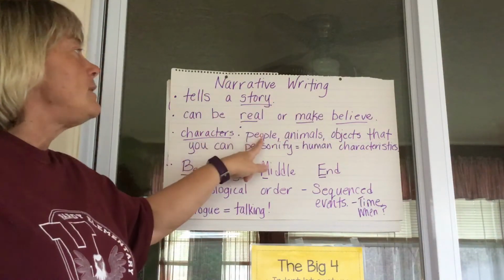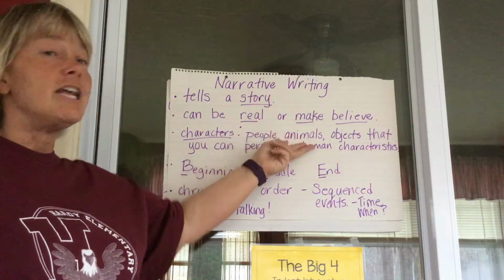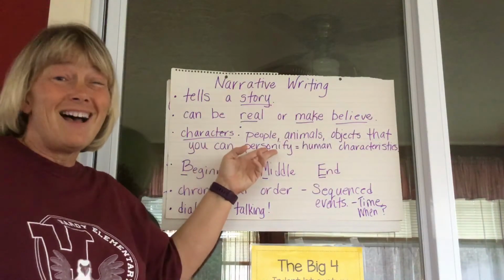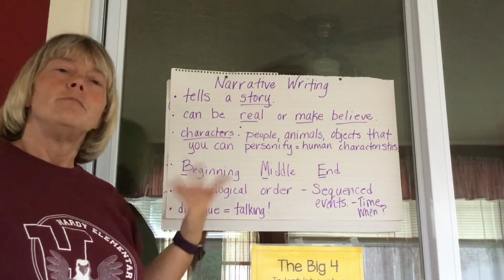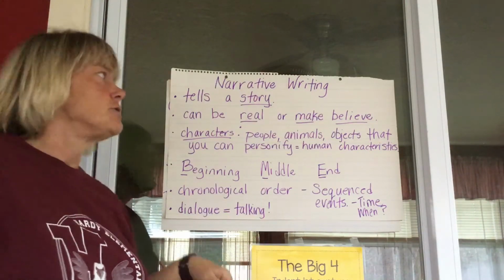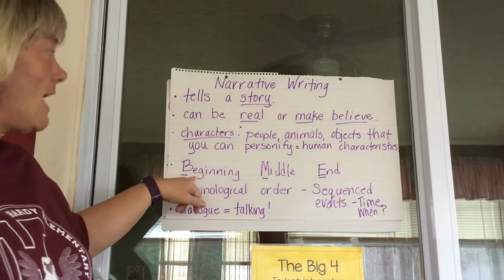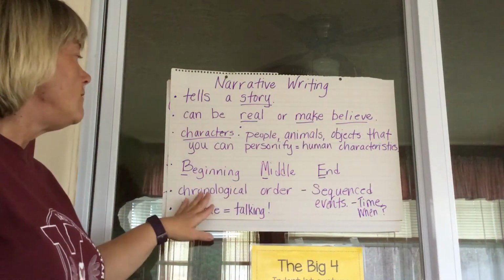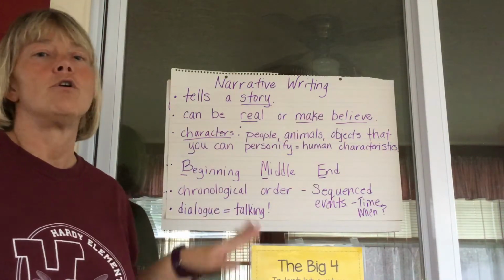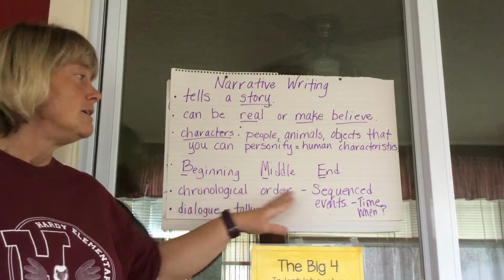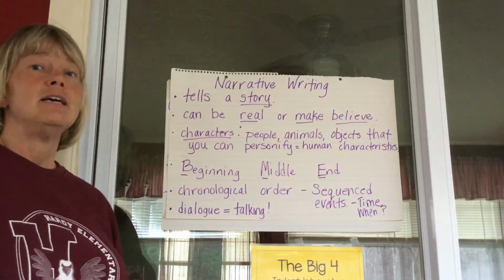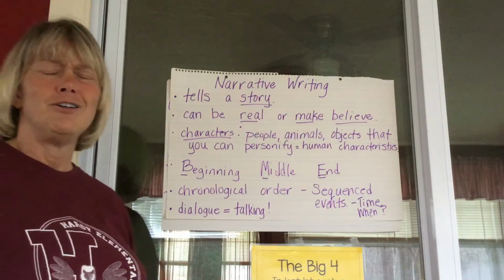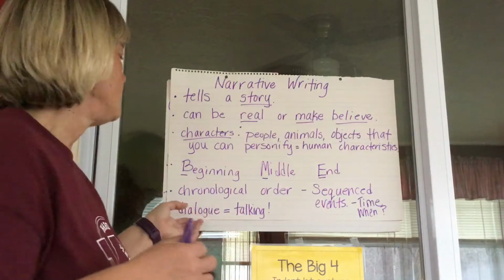Characters, people are in your story. Animals could be in your story. Any object that you can personify and give a human characteristic to, you could have those as your characters. Your story has to have a beginning, a middle, and an end. Okay? Your story has to have some kind of order, a chronological order, sequenced events, time, when did it happen, and dialogue. Your characters have to talk to each other.